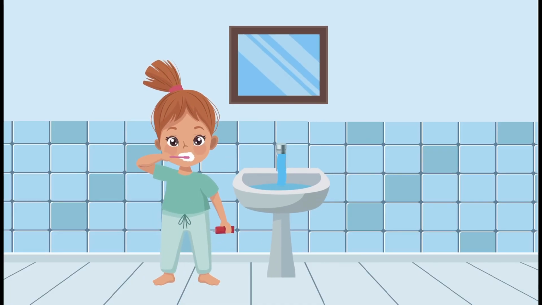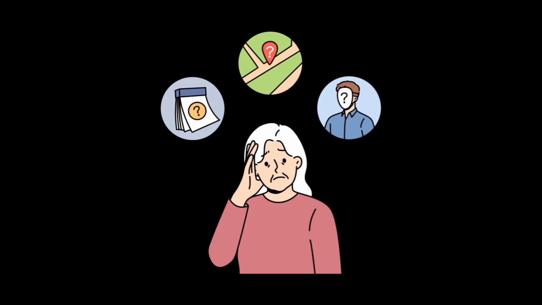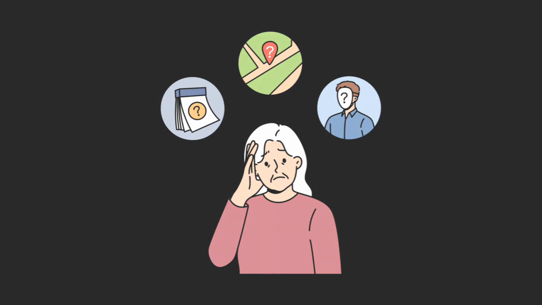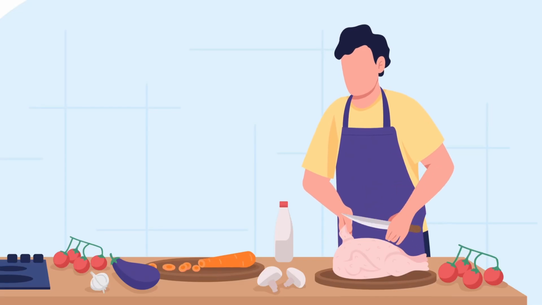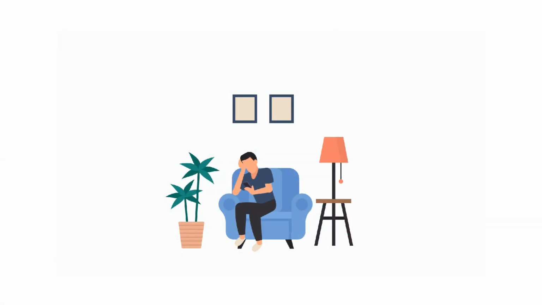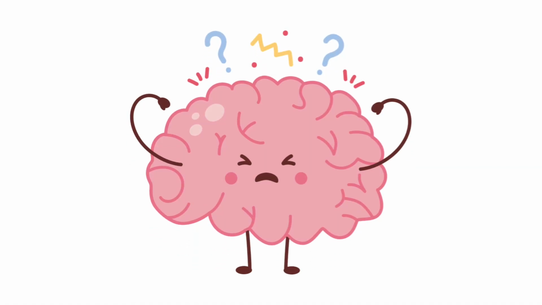Imagine waking up one day and suddenly struggling to remember how to brush your teeth, or forgetting the names of people you've known for years. Maybe your hands tremble when you try to hold a spoon, or you feel disoriented in your own home. These are just a few ways encephalopathy can affect someone's life.